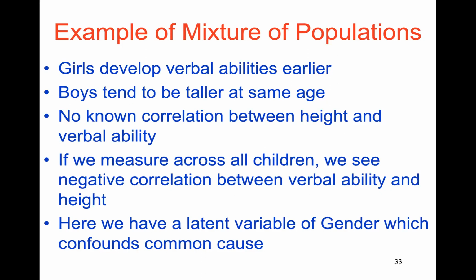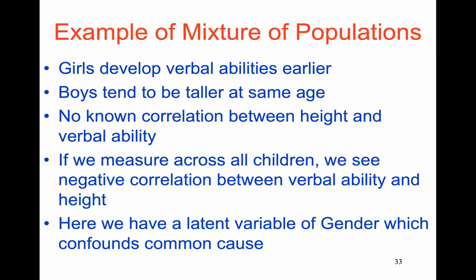Another example; there are several examples of confounding factors. Example of mixture of populations. Girls develop verbal abilities earlier. Boys tend to be taller at the same age. There's no known correlation between height and verbal ability. Are taller people of lower verbal ability? Is that true? But girls develop verbal abilities first and boys tend to be taller. If we measure across all children, boys and girls, we see a negative correlation between verbal ability and height. Wow, as height goes up, the verbal ability is less in all the children together.